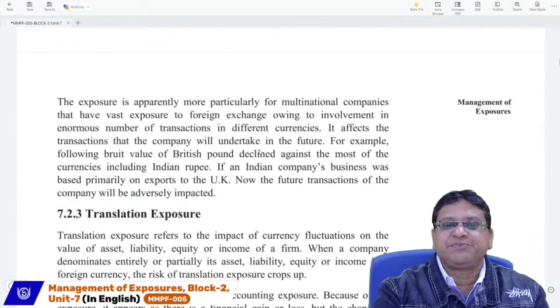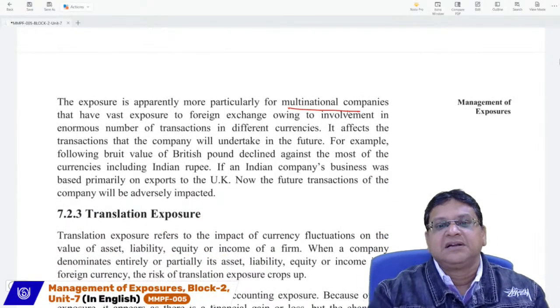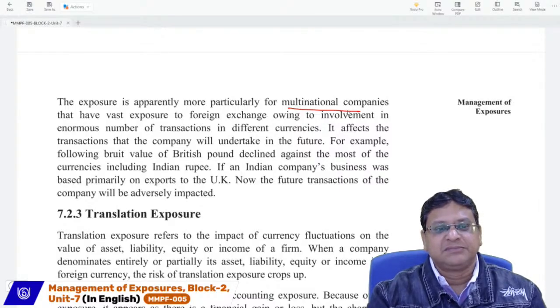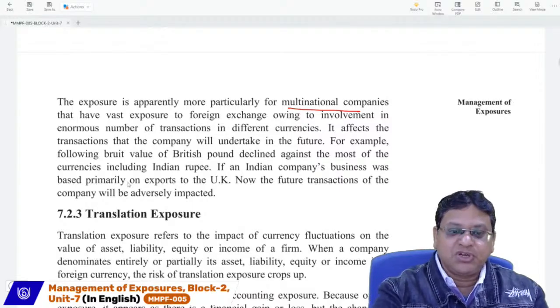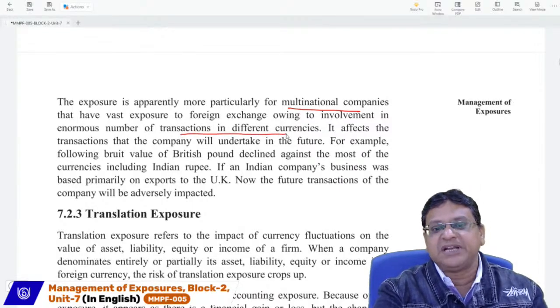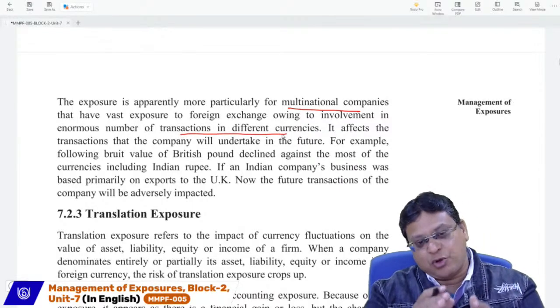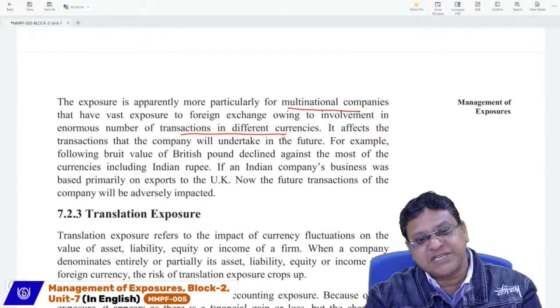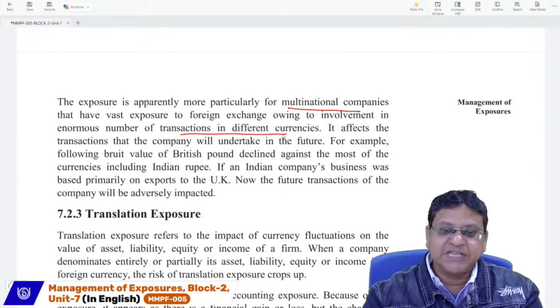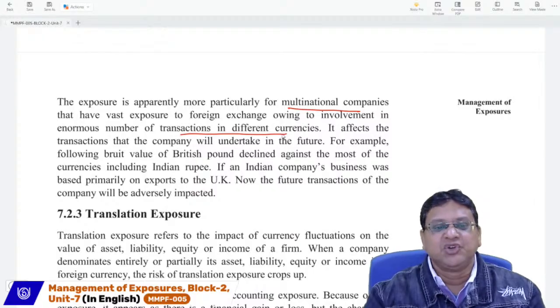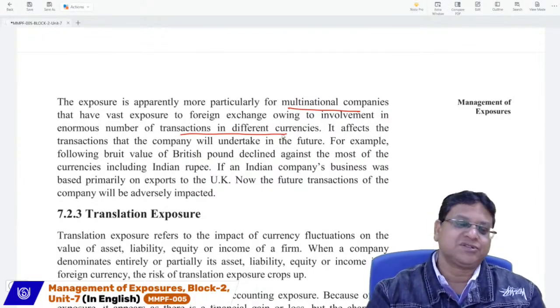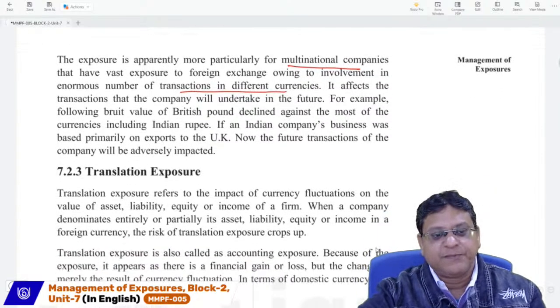Normally, MNCs face operating exposure because they are involved in numerous transactions in different currencies. If there is fluctuation in the value of the currencies, these MNCs are impacted by currency rate fluctuations. That is known as operating exposure.